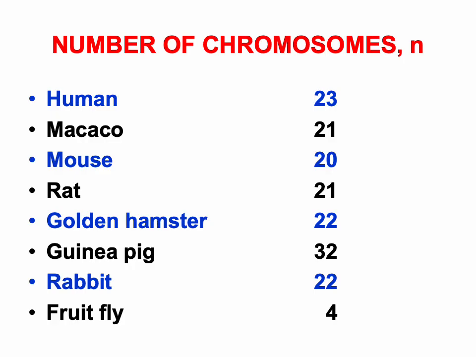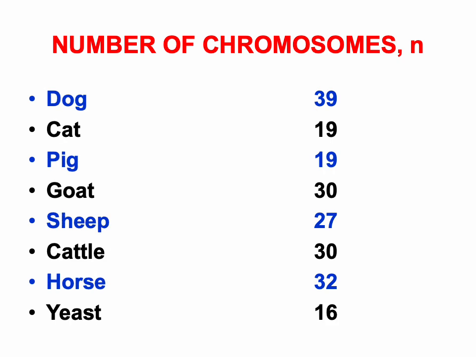The number of chromosomes, N in the gametes or 2N in the somatic cells, is very different. In human, 23; in the mouse, 20; and in the rat, 21. In the fruit fly, 4; in the dog, 39; in the cat, 19; in the yeast, 16. So they are very variable, and there is no direct relation between the stage of development of the animal and the number of chromosomes, because a small number of chromosomes may carry a lot of DNA.